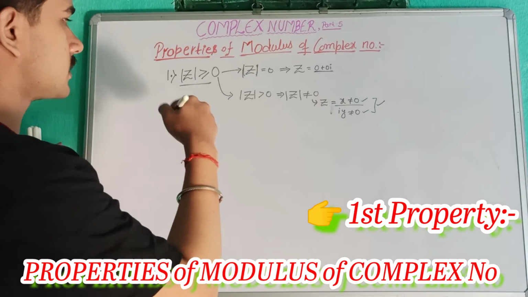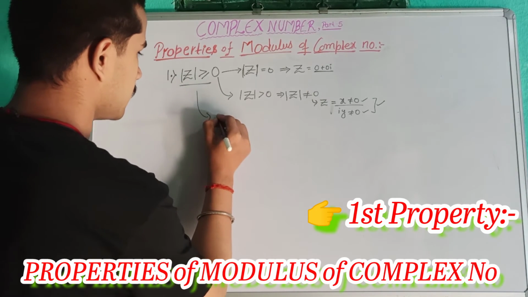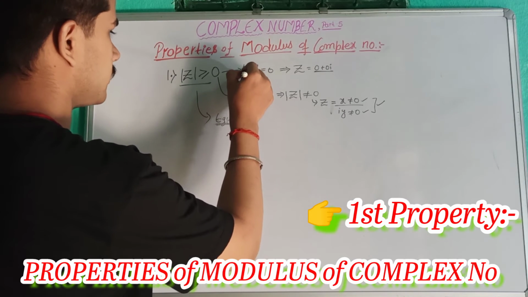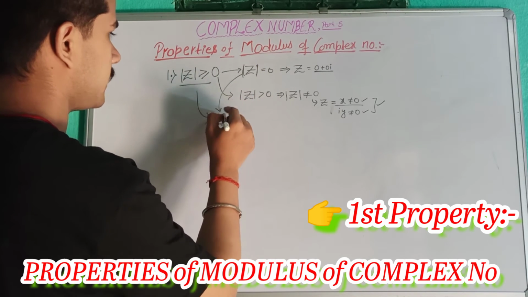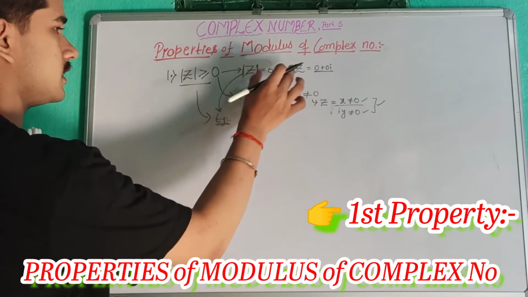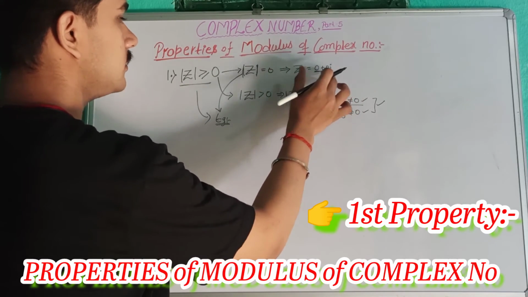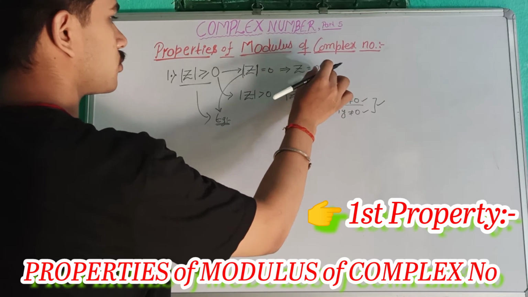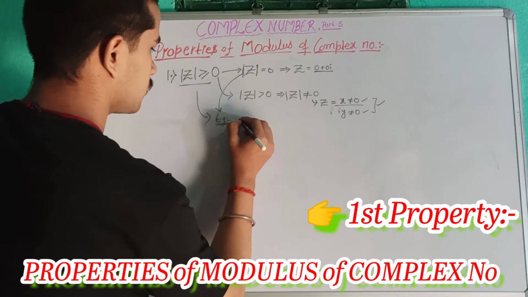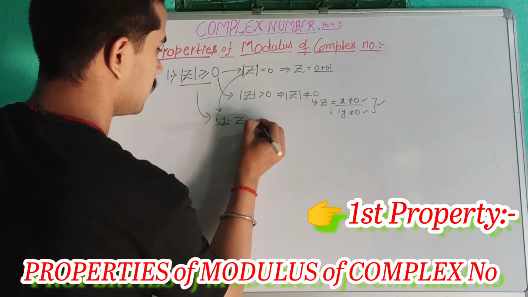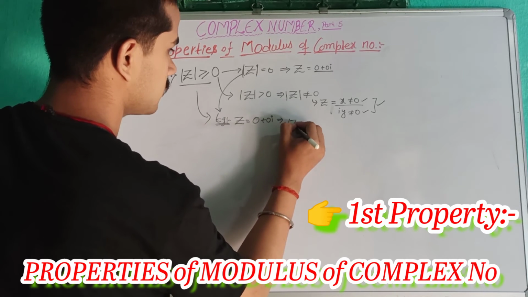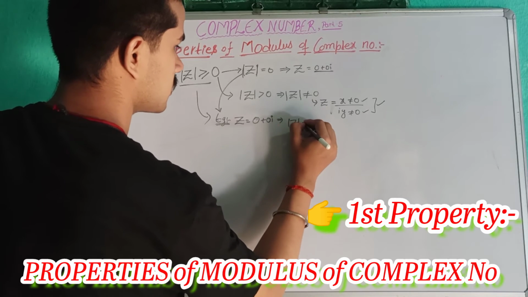Let's do it with an example now. Taking an example for this, the first part will be discussed now. The first part actually says we need to have both the real part and imaginary part as 0, so that its modulus will be 0. So let's take a complex number 0 plus 0i, and if you try to find out its modulus, then what will be the modulus?